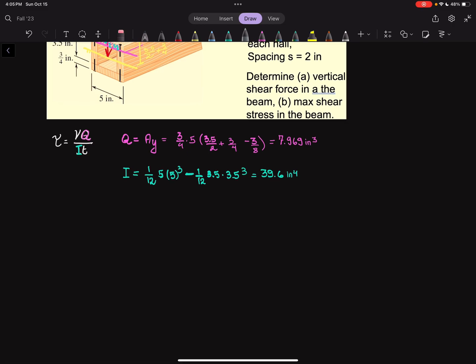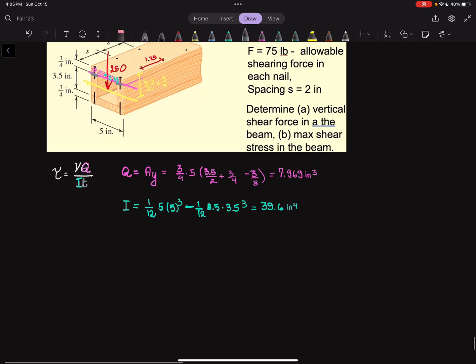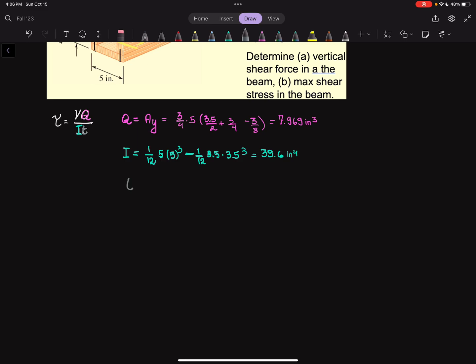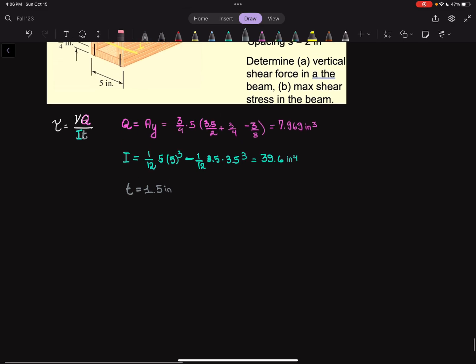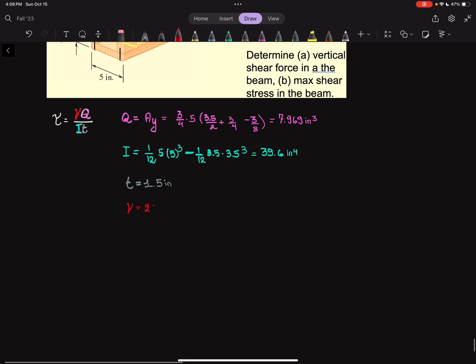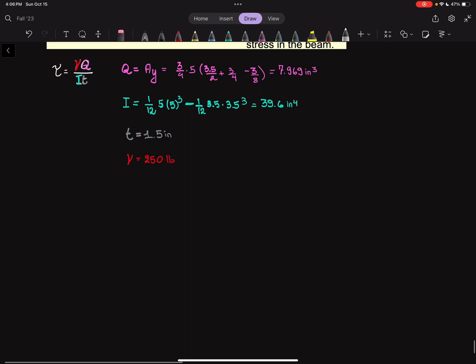Now our thickness T, that's going to be this and this together. So we're going to say 3 over 4 times 2, so 3 over 2. So our thickness is going to be 1.5 inches. Let me write that nicely. 1.5 inches. And now we know what our shear is because they told us. Our shear, V, is 250 pounds. Okay, and now we're going to put all of these together.